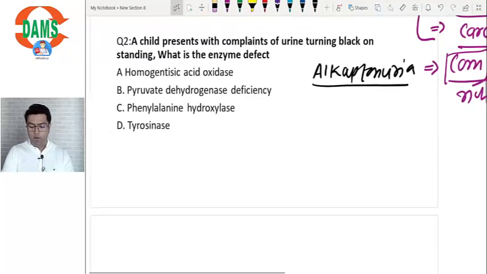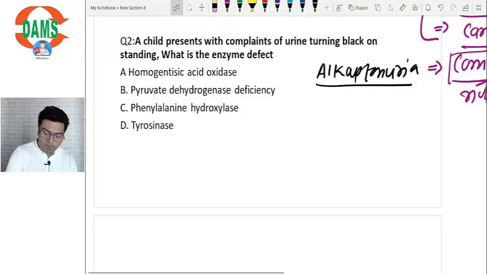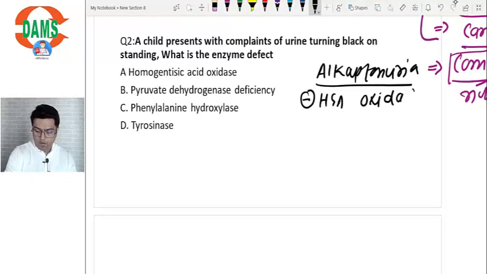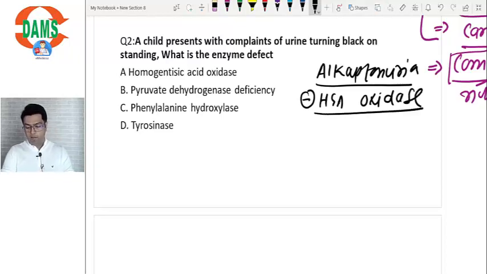Right, tyrosine catabolism, where the deficient enzyme is homogentisic acid oxidase. Okay, so we have the two important disorders in tyrosine metabolism. One is called alkaptonuria, that is homogentisic acid oxidase deficiency. Some students said that the question was not on the enzyme but on what metabolite is present in the urine, so that will be homogentisic acid in the urine.